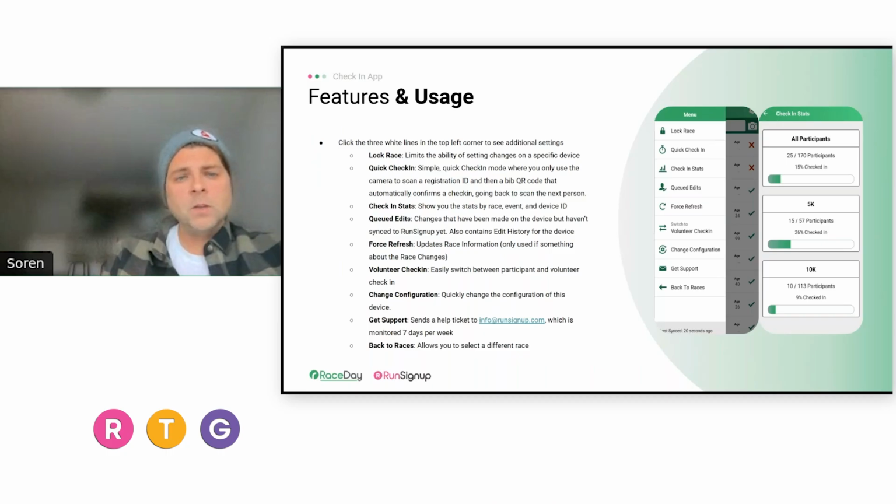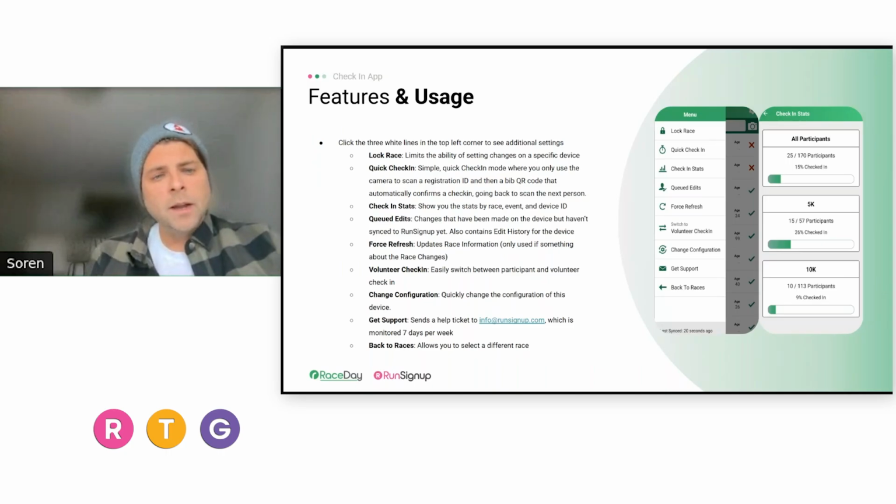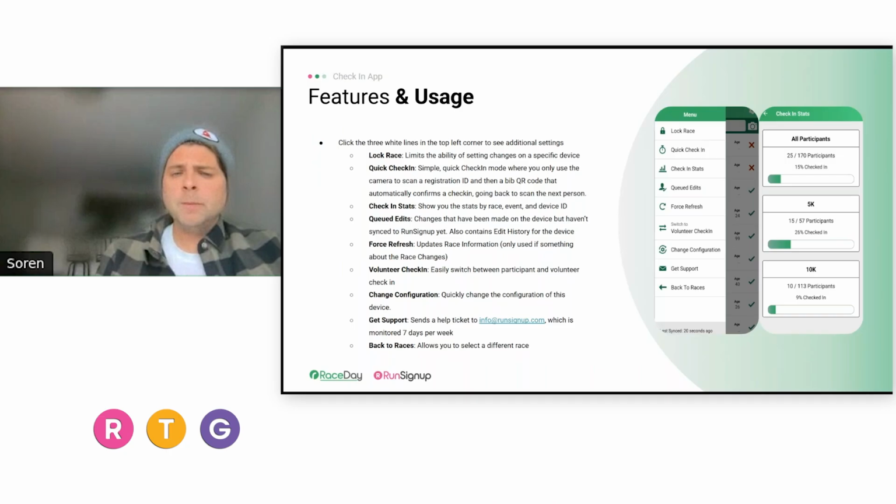Check-in stats, so you can quickly see stats by race, by event, and by device. Queued edits, which are changes that have been made locally to your device but have not synced to RunSignup yet. This also is where you can find the edit history for the specific device. More on that at the end there. Force refresh. This updates race information. You only need to do this if something about the race changes.